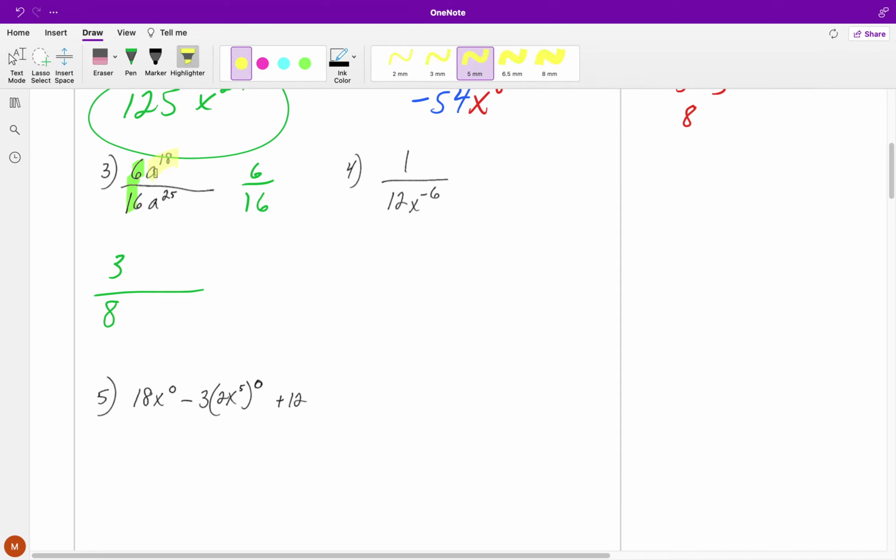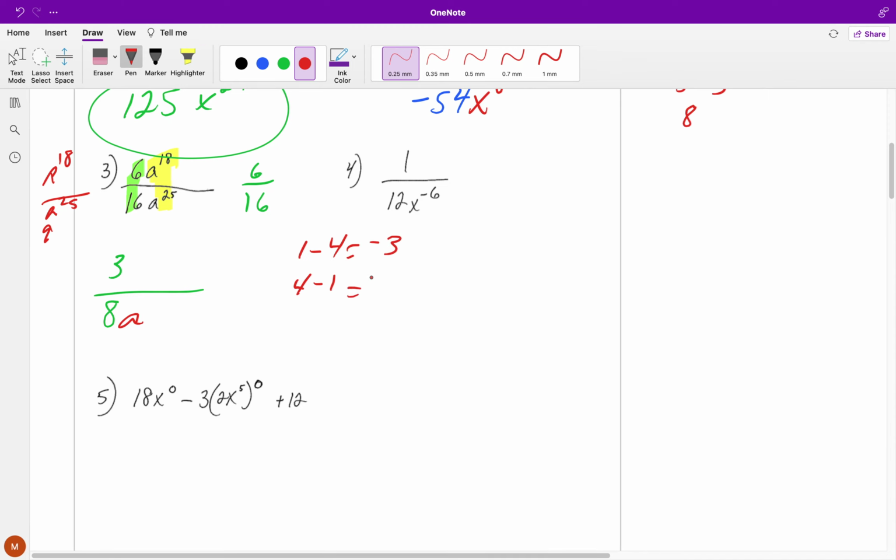Then I look at my variables and I say, okay, I have a to the 18th over a to the 25th. So remember, I'm saying, where do I have more? Because where I have more is where my a's are going to end. So I have more a's in my denominator, so I'm going to write a down in my denominator because I know it's going to end there. And if I did 1 minus 4 or 4 minus 1, it gives me the same number, but different signs. So that's why we ask ourselves, where is there more at?